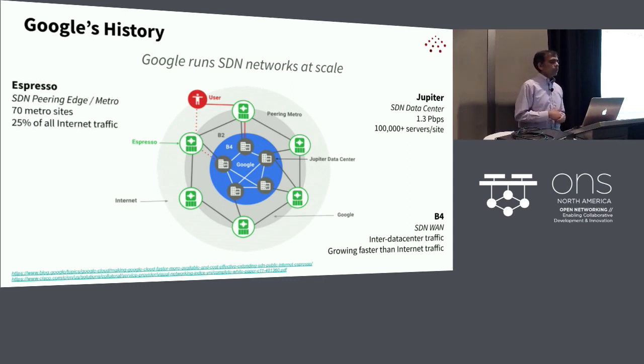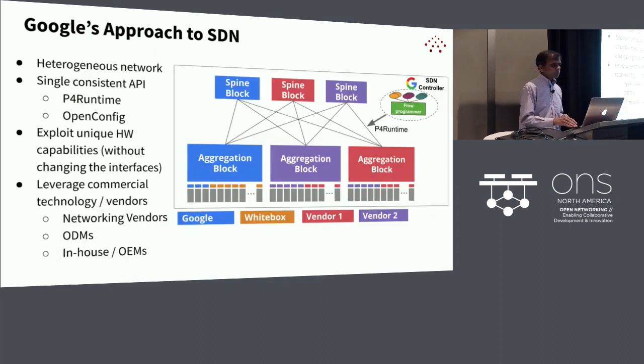So we took the paradigm of SDN again, and enabled our peering network, which is called Espresso, to also be controlled by our centralized SDN controller. And today, pretty much all of our networks run SDN, and this is growing with increased need for capacity.